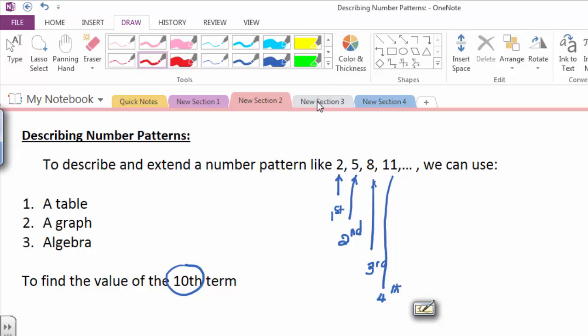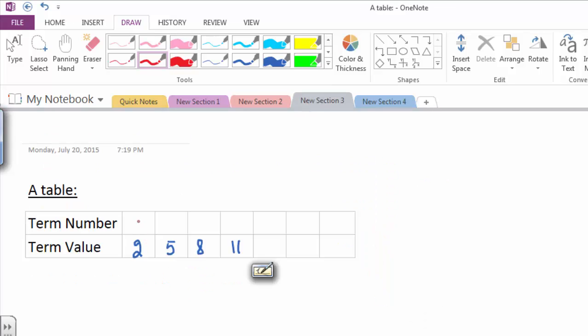So it's easy. I'm saying when the term number was 1, the first term, it was 2. For the second term, the value was 5. For the third term, the value was 8. For the fourth term, the value is 11. Now the question, how can I predict the 10th term?